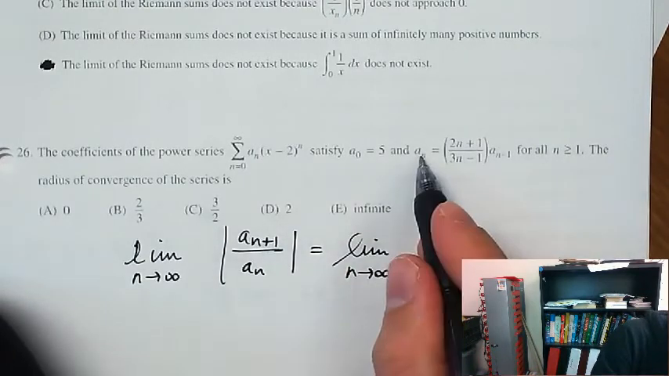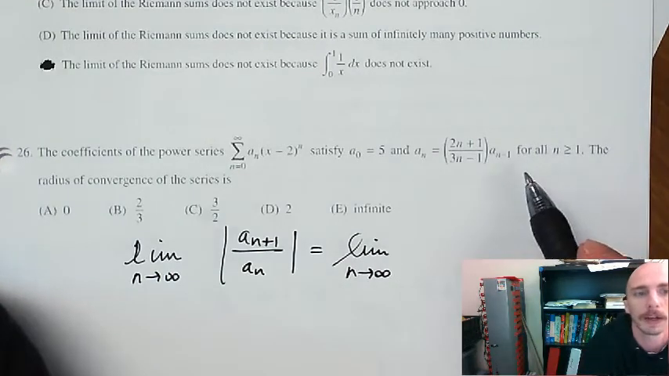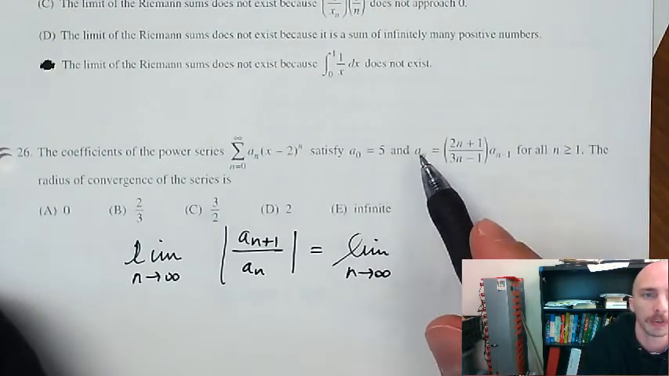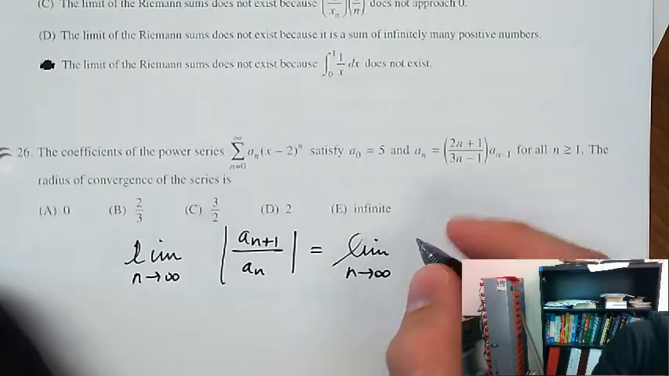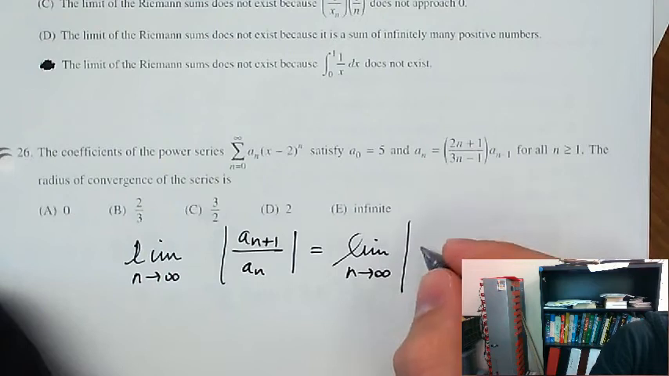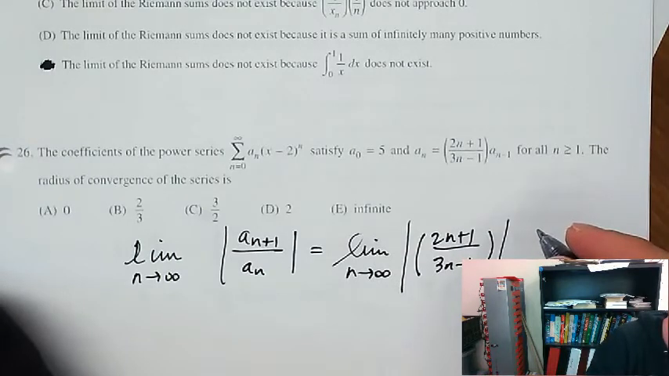Okay. Well, an plus 1 over an is the same as an divided by an minus 1, right? The next one's on top and the previous one's on bottom. I could just divide that over there and say that's the limit as n approaches infinity of the absolute value of, in parentheses, 2n plus 1 over 3n minus 1.